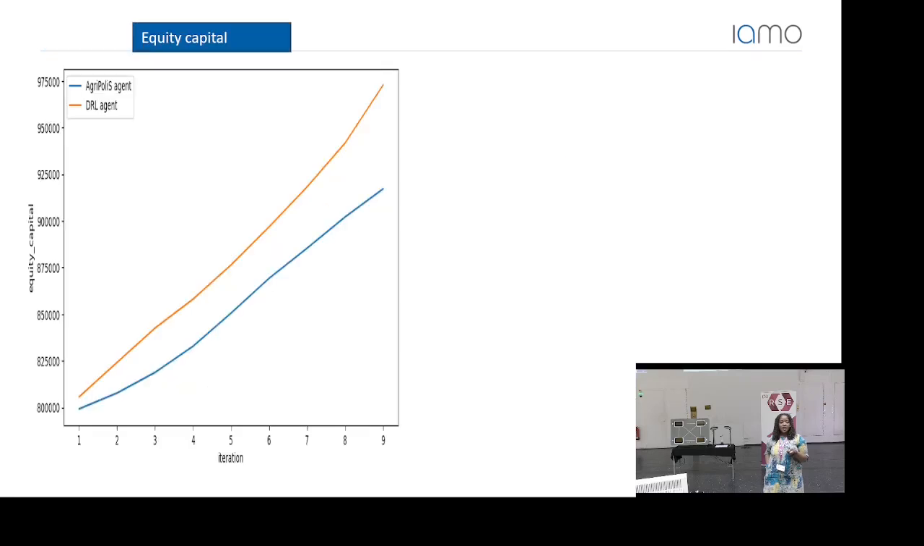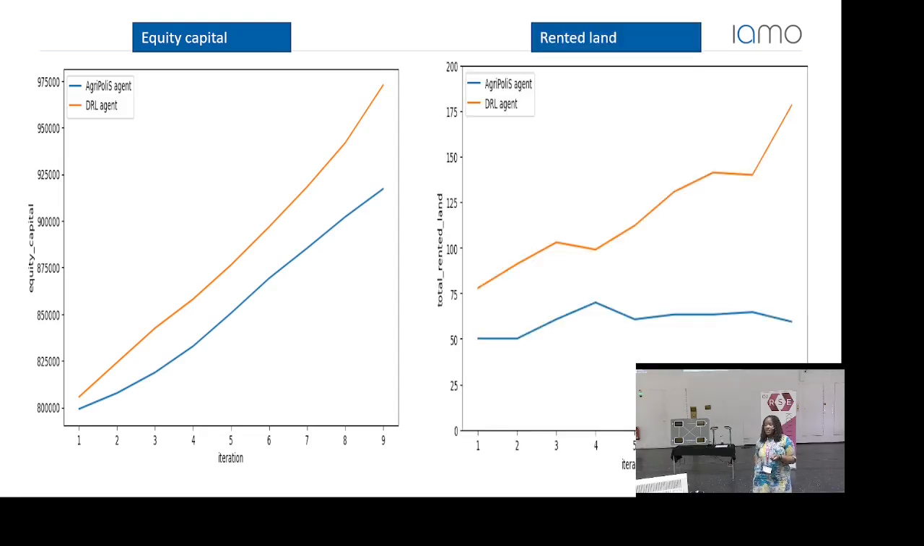simulations in the run, and we see that the reinforcement learning agent has higher capital. It makes more money than the standard agent would, from having a variable strategy. In terms of land, they also rent more land, which might explain why they are growing faster than the other farms.